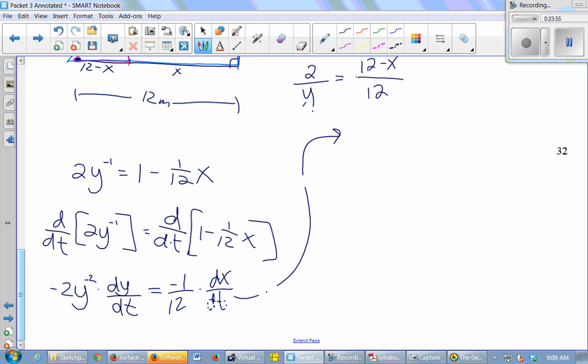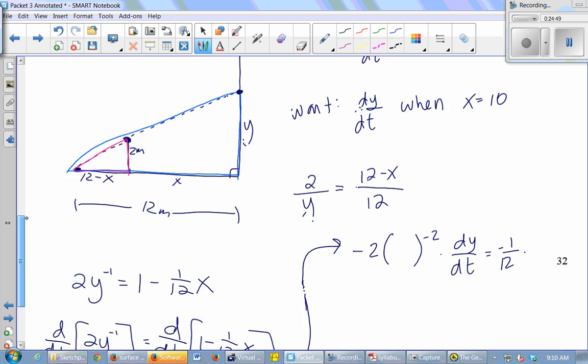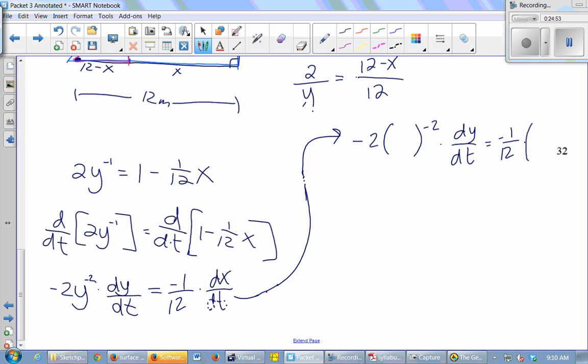Okay, so now I plug in my snapshot. Now that I know everything there is to know about this situation and I have an equation with all my variables and rates in it, now I think about my snapshot. dy dt is what I'm going to be solving for, so that should be the only thing that I don't plug into. And I know y is supposed to be, oh, they didn't tell me what y is. They told me what x is, right? So I need to be able to plug in here everything except dy dt. And dx dt, they told me was negative 1.6.